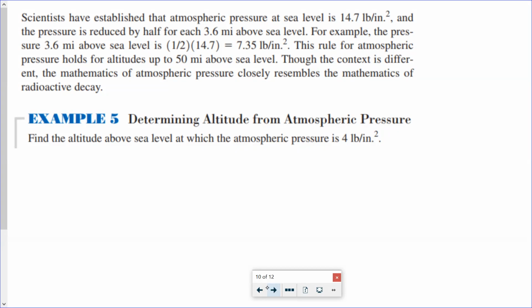And maybe you've experienced that before, like when you go hiking in the mountains and you're like, oh, I can't breathe as well up here. It's because the atmospheric pressure isn't as high. It gets thinner as you get up higher in elevation. So I hope that makes sense.